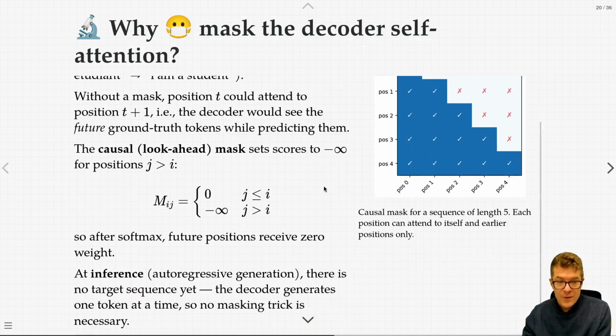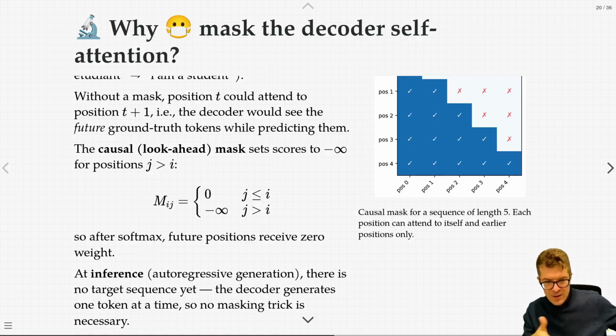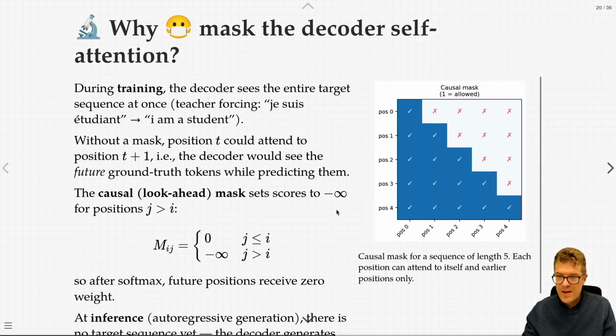When we're doing inference, which we call autoregressive generation, there is no target sequence yet, so the decoder generating one token at a time can still attend to everything it's written in the past, but nothing's been produced yet beyond that. Never mind cheating on the training set. So the masking trick will be necessary for sure then. This is just a visualization of what we're talking about. When you're in position 0, you can attend to position 0.